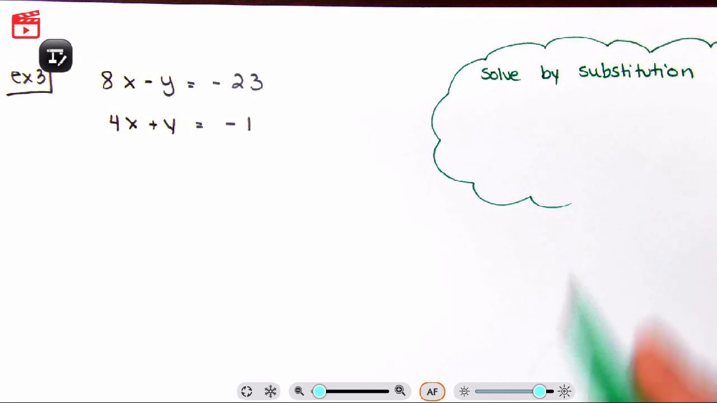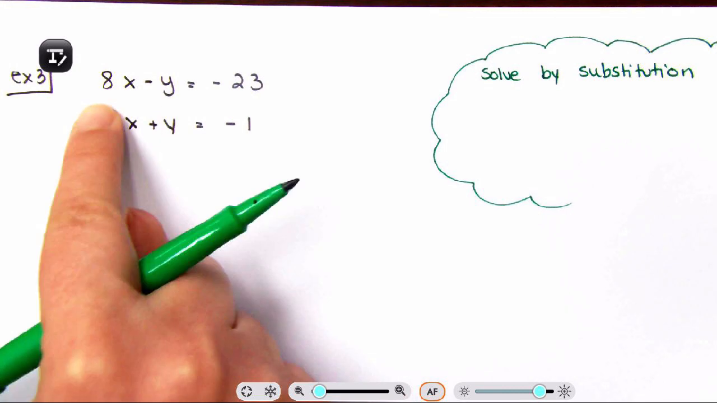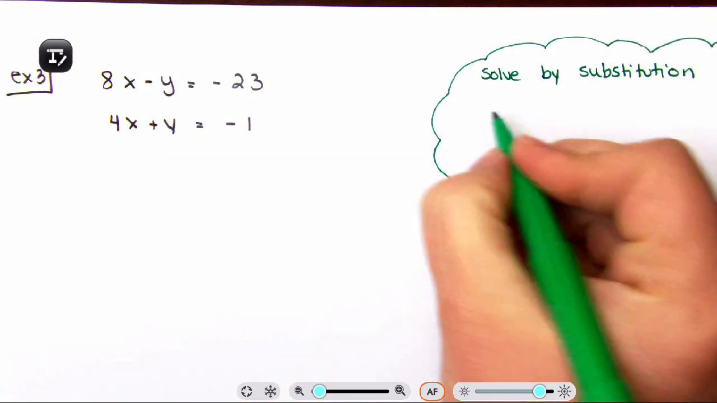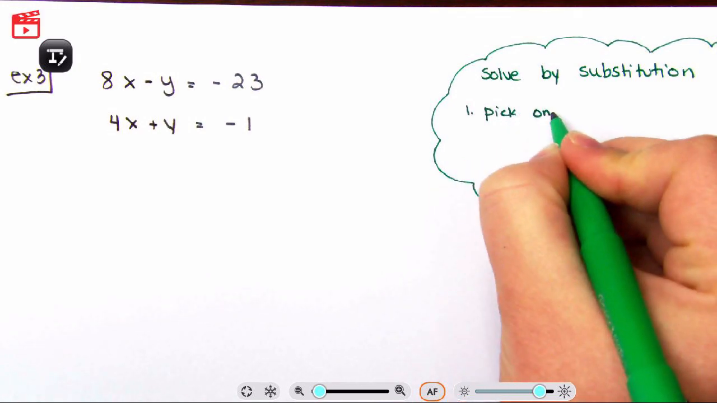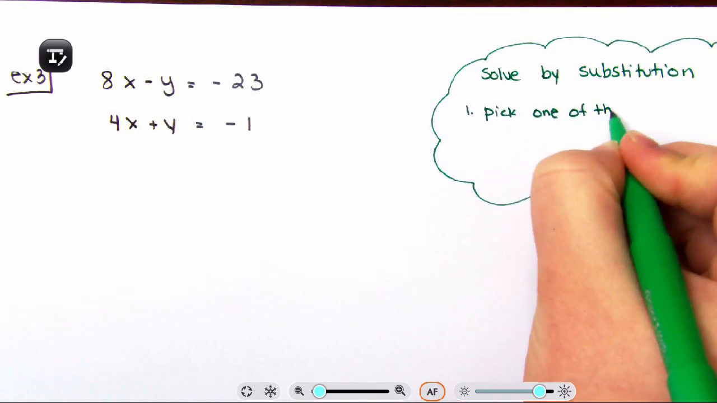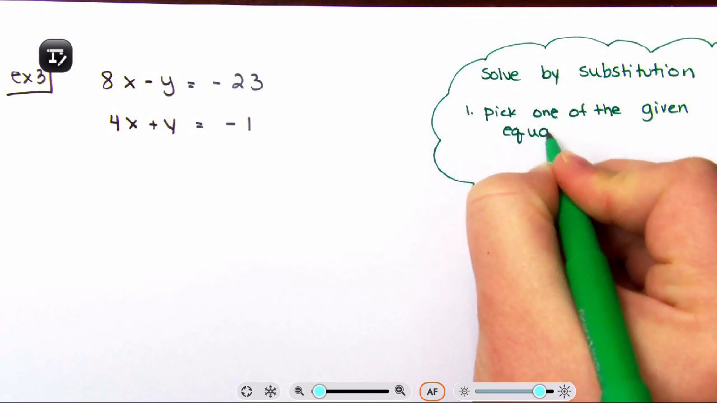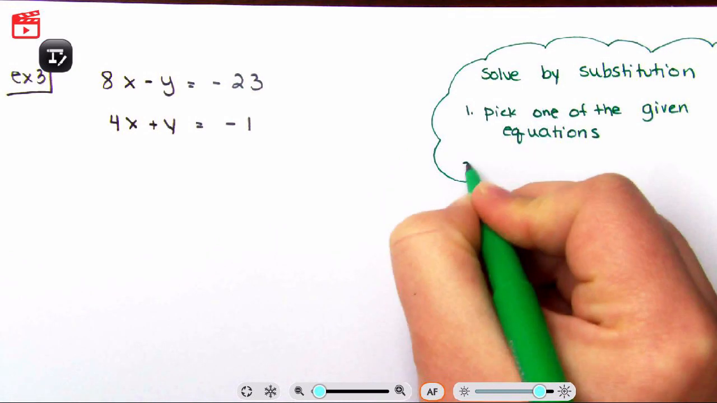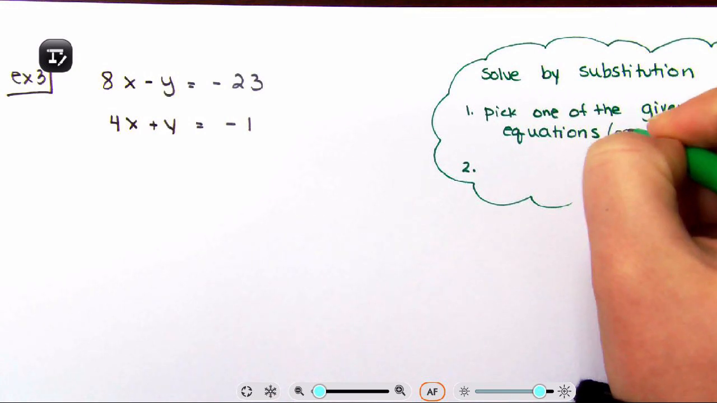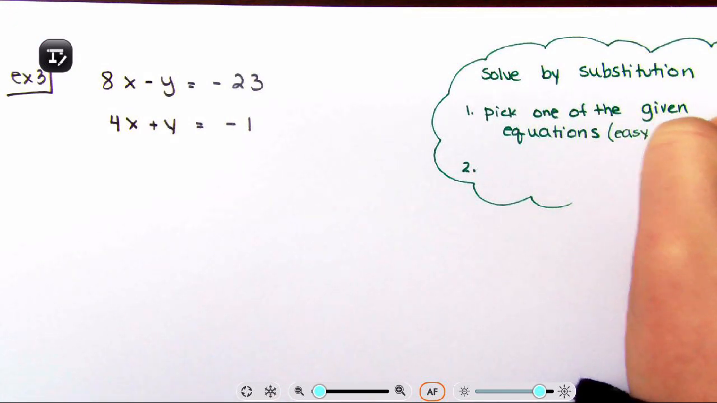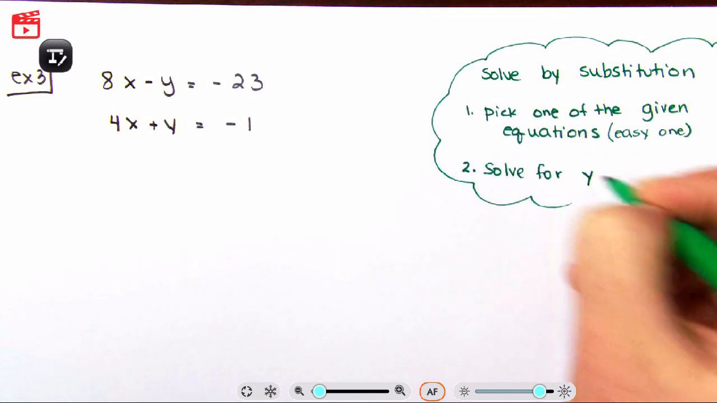Okay, so when you're solving something like this by substitution, notice I do not have a y is. I do not have an x is. So when you're doing that, you're going to pick one of the given equations. It doesn't matter. I'm going to say easy one. And then you're going to solve for y.